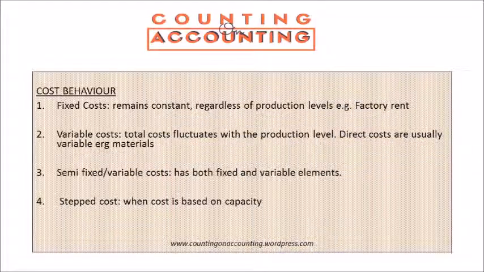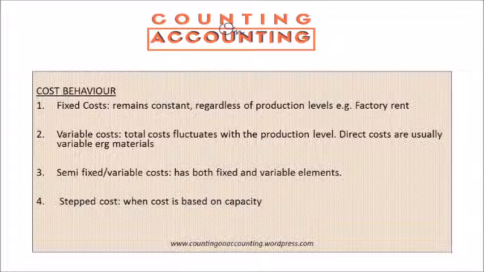We move on to cost behavior. Fixed costs remain constant regardless of production levels, e.g. factory rent. You pay the same amount year on year, regardless of whether you produce 1 bottle of soap or 1,000 bottles of soap. Variable costs are those that fluctuate according to your production level. Direct costs are usually variable costs. The most obvious example of a variable cost is materials. In other words, the more you produce, the higher those costs go. The less you produce, the lower those costs are.